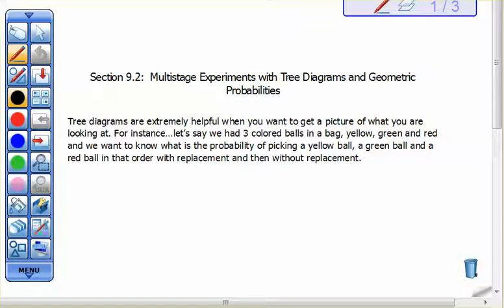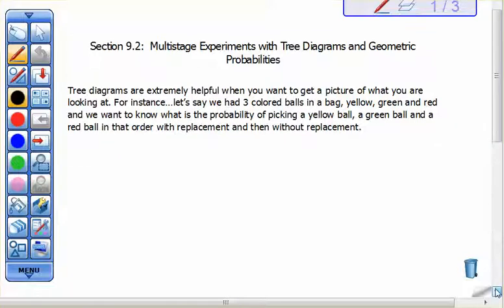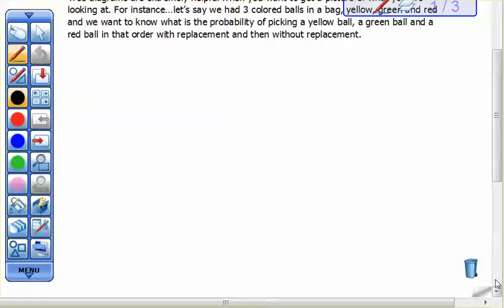Okay, let me show you what a tree diagram is, especially in this situation. First of all, we start off with what we have. We have a yellow ball that I'm going to put a big Y for, and then we have a green ball, which I'll say G, and then we have a red ball, which I'll call R. So these are in the back.